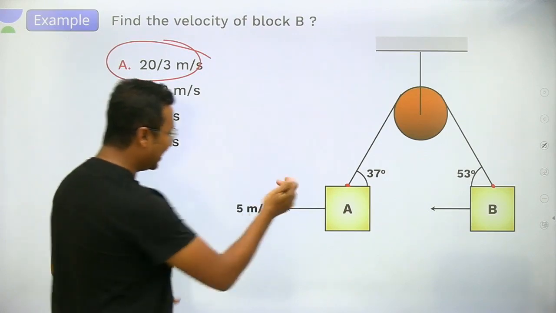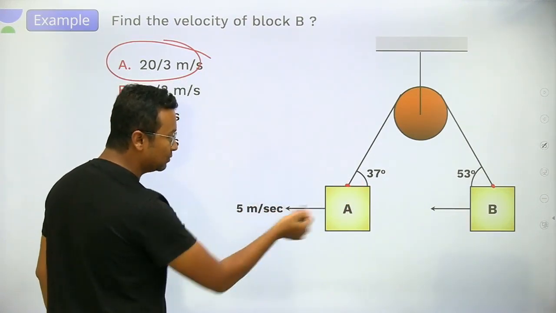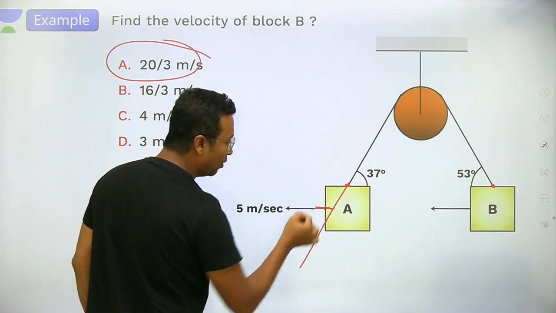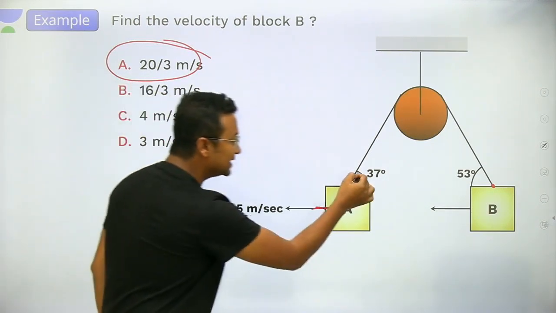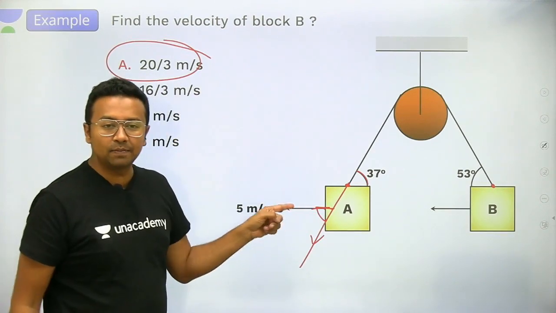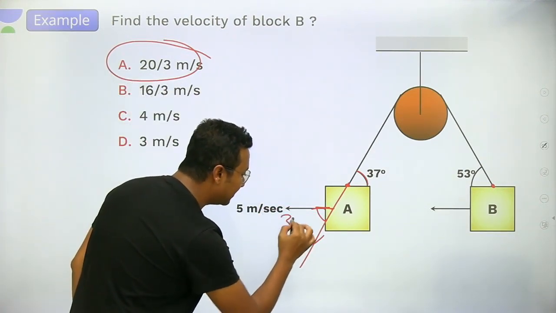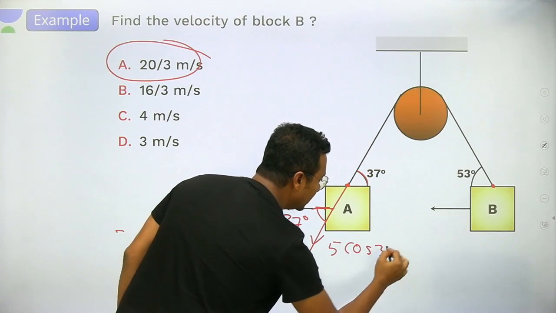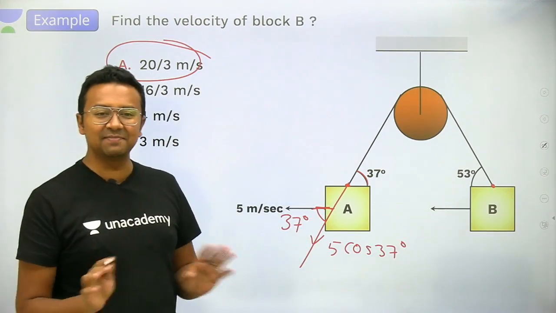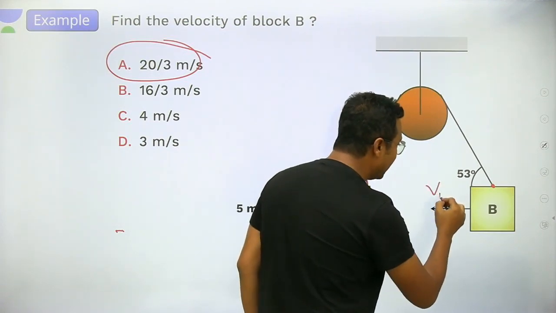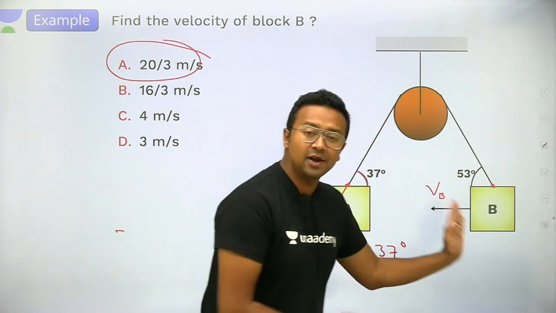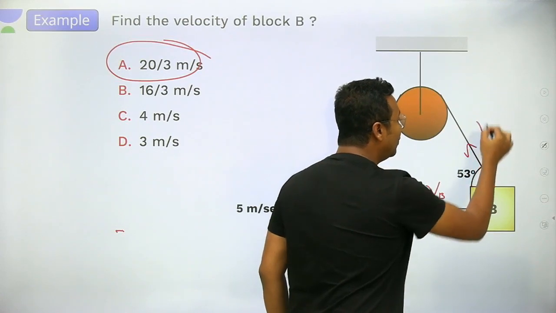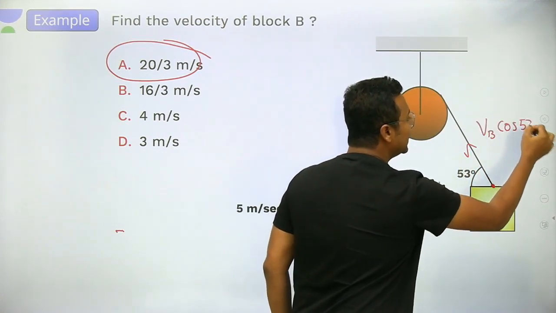Here I have 5 meters per second. This is moving. So, along the length of the string, what will be the component of the velocity? See, if this is 37 degree, vertically opposite angle, this will also be 37 degree. So, component of the velocity in this direction will be 5 cos 37 degree. Simple idea. Here, this is velocity VB. Component of this velocity along the direction of the string will be equal to VB cos 53 degrees.